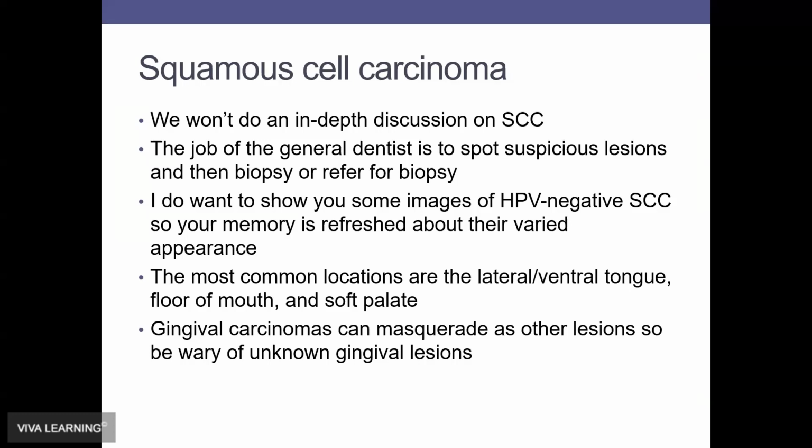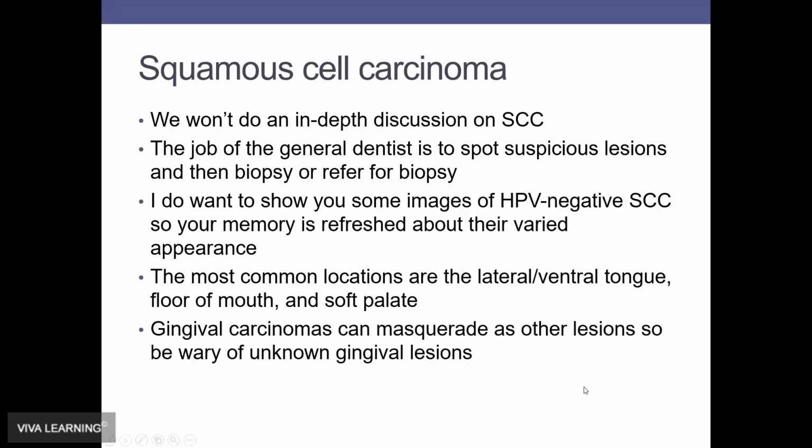I just want to show you some pictures of HPV negative squamous cell carcinoma so your memory is refreshed. Your job is to see it and refer it. Most common locations: lateral ventral tongue, floor of mouth, soft palate. But if you take anything home from this lecture: herpes on attached gingiva and hard palate, aphthous ulcers everywhere else. Gingival carcinomas look like infections and reactive lesions. Be wary of unknown gingival lesions.